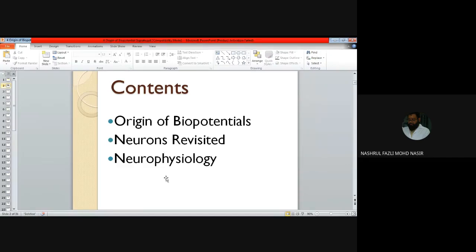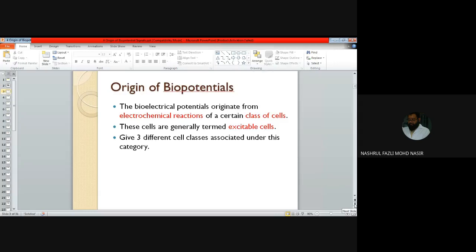There are actually two parts. The first one is about the neurons and also the neurophysiology. So we will cover this today. The other part, which has to do with the muscle, I will do in an async lecture.